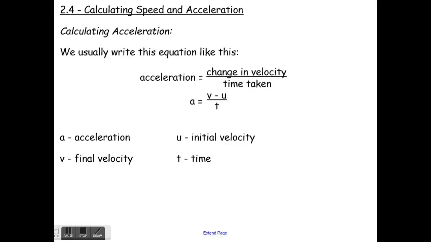So you have to remember this. v is final velocity, u is initial velocity. Initial is where you're starting, final is where you end.